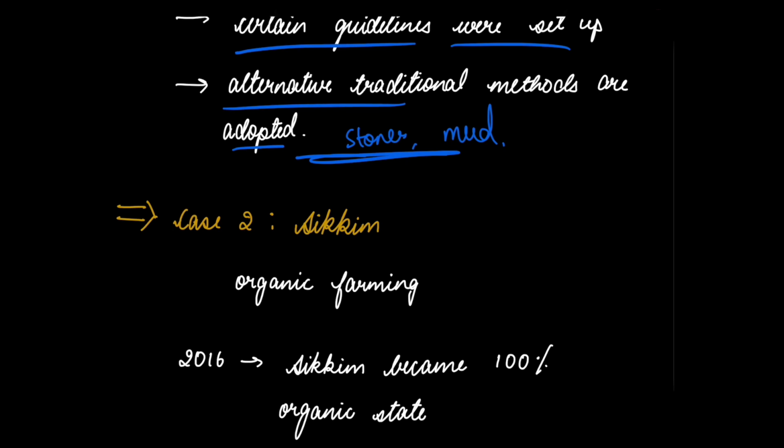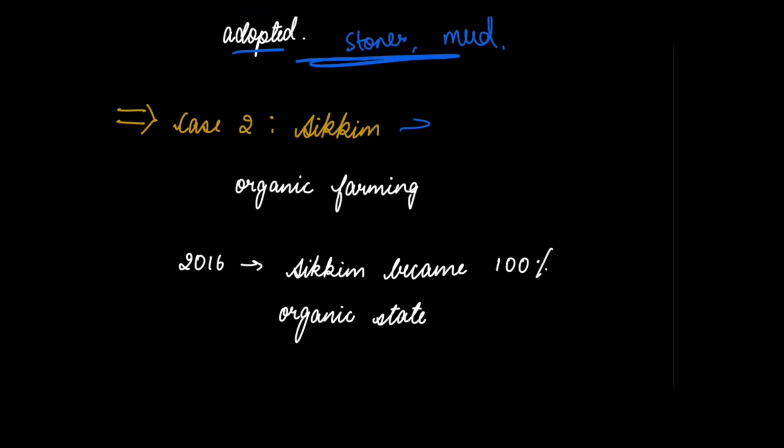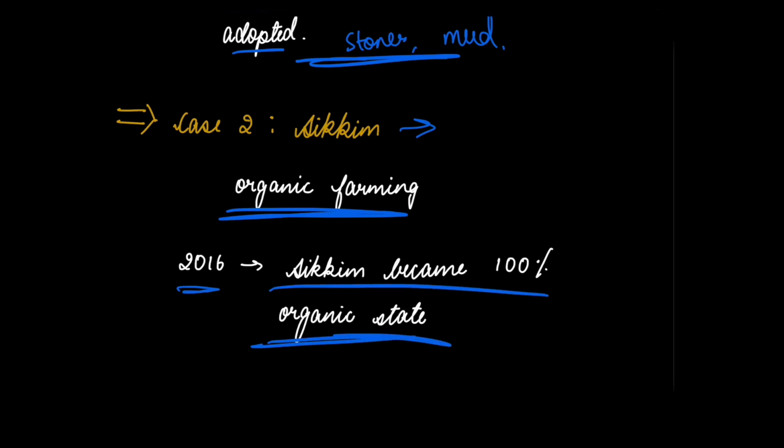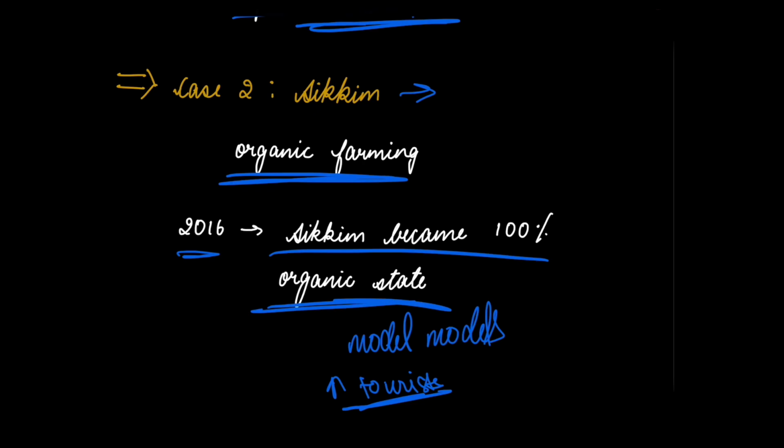And the next case is about Sikkim. Sikkim has adopted organic farming, and in 2016 Sikkim became a 100% organic state, and it has become a role model. It has also attracted more tourists, because many people are coming to see how organic farming is done and what model they have adopted. And there is a 20% increase in farmers' income due to the adoption of organic farming.